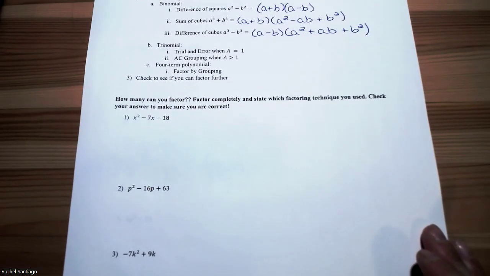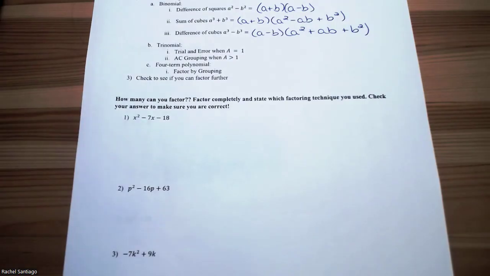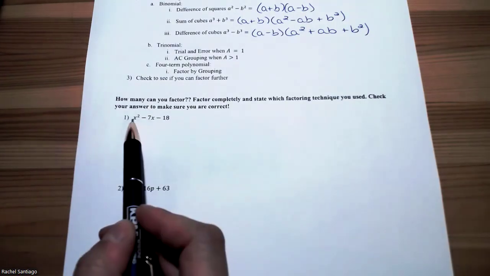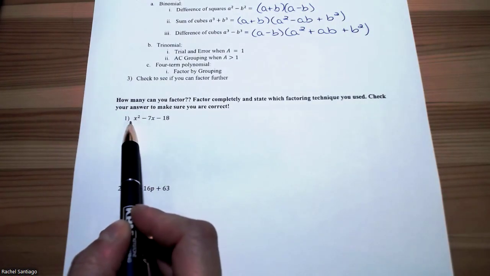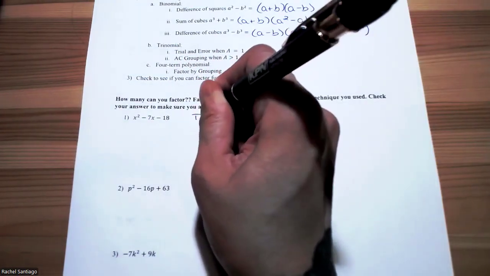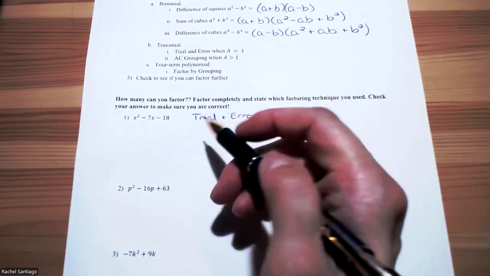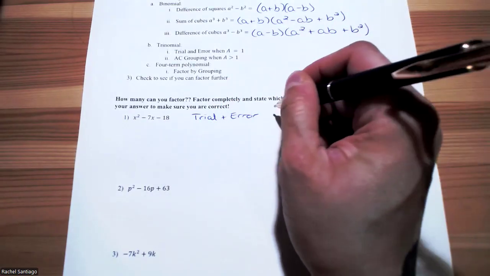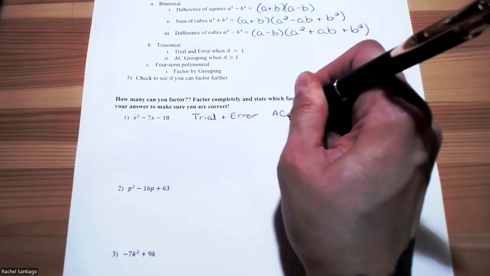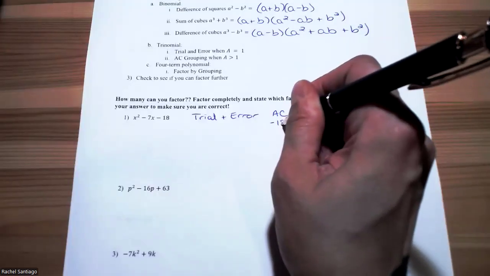We have x squared minus 7x minus 18. I do not have a GCF. I do not have a leading negative. Okay, cool. I have a trinomial. My leading coefficient is equal to 1. So that means I'm going to use trial and error. With trial and error, we're still going to multiply a times c. I'm still going to follow that step. So we have 1 times negative 18 is negative 18.